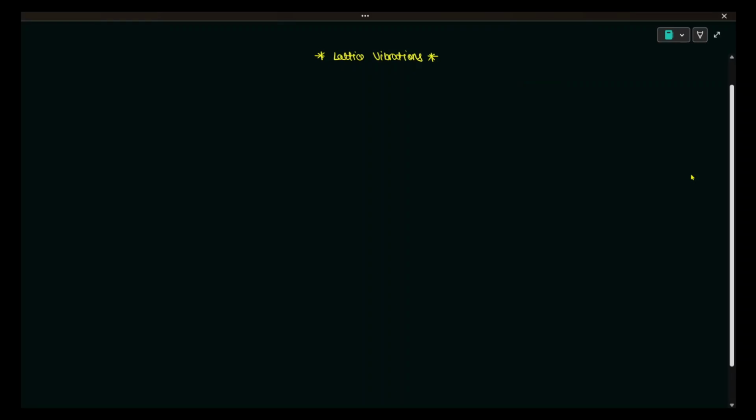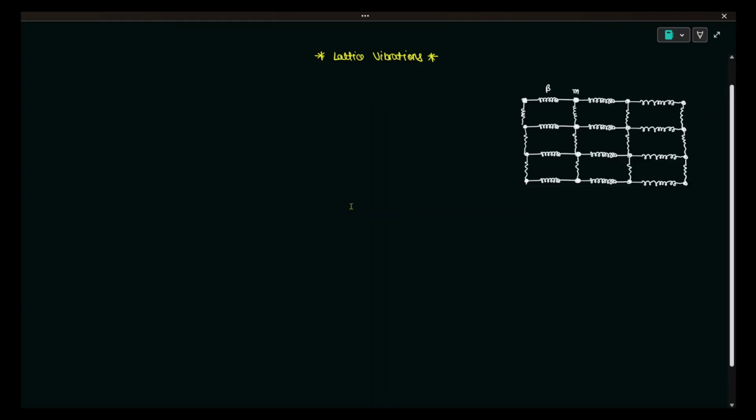Hello everyone. Today we will be going to study this new topic of solid state physics. This is lattice vibrations. A lattice can be regarded as a regular arrangement of atoms which are joined together by elastic springs. So, in 2D, you can consider a system of spring mass system.